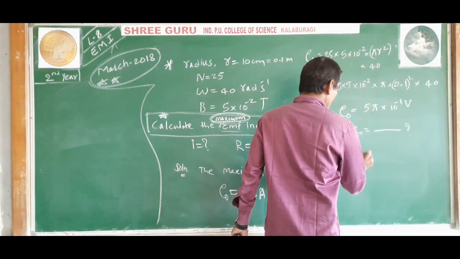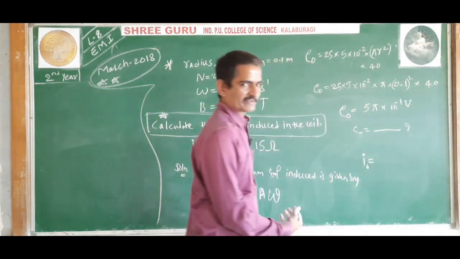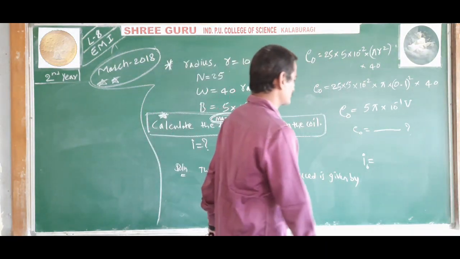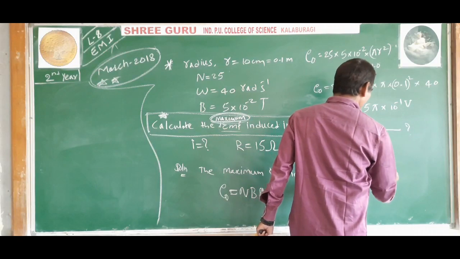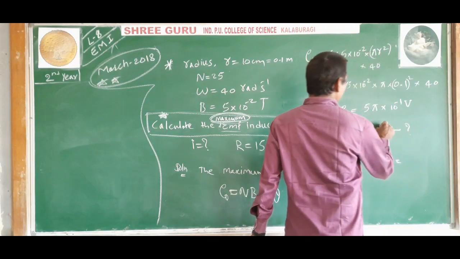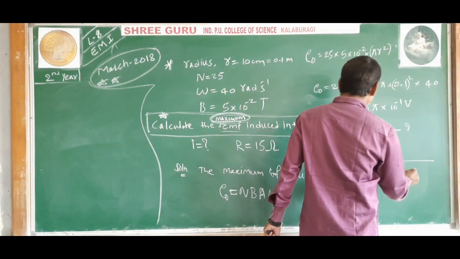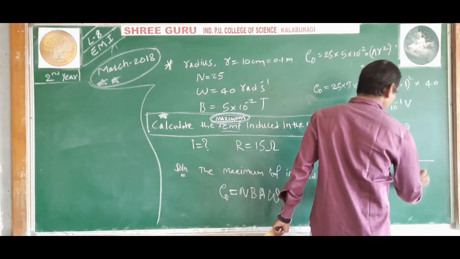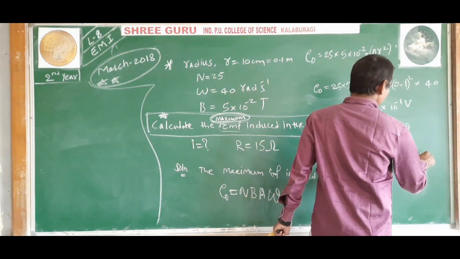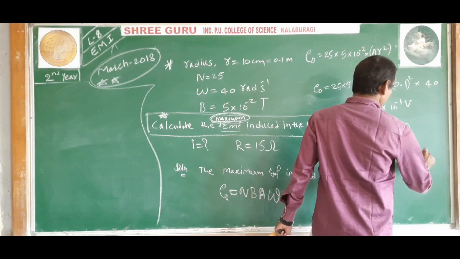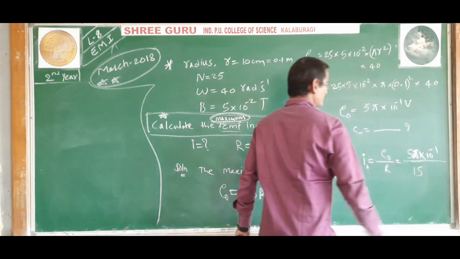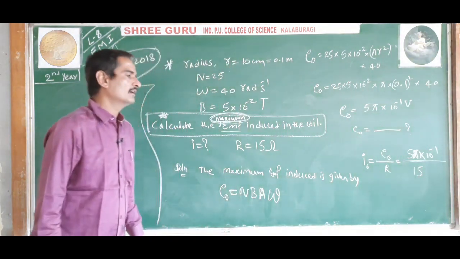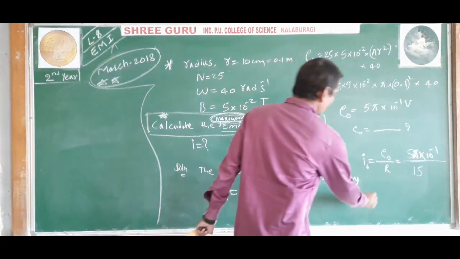And then the current, the maximum current only. So current I naught is equal to E naught divided by R. Substitute whatever answer you get for E naught, divided by the resistance, which is given as 15. So that is 5 pi into 10 to the power minus 1 divided by 15, and solve this and you will get the answer. That is how you have to solve this question.